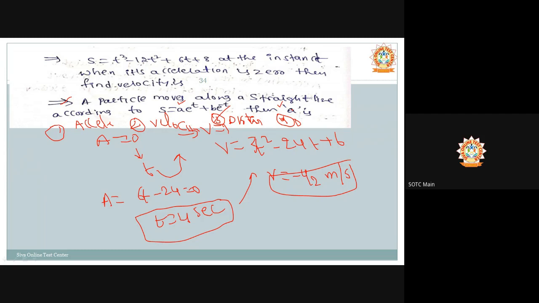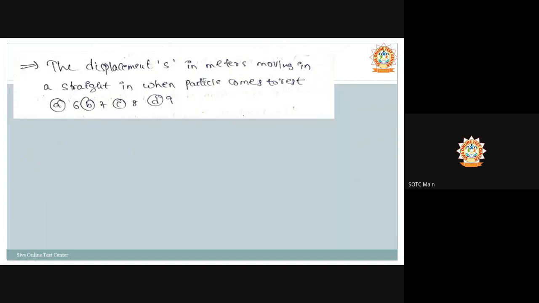Then 0, it is not 0 unless they said a comma b are zeros, right? So then your s is your distance only. Your acceleration also distance. Now try to see the next question.